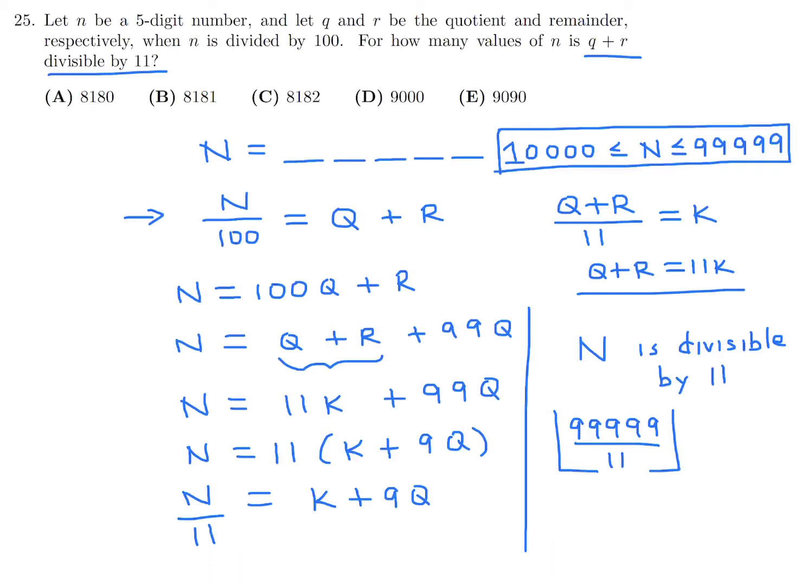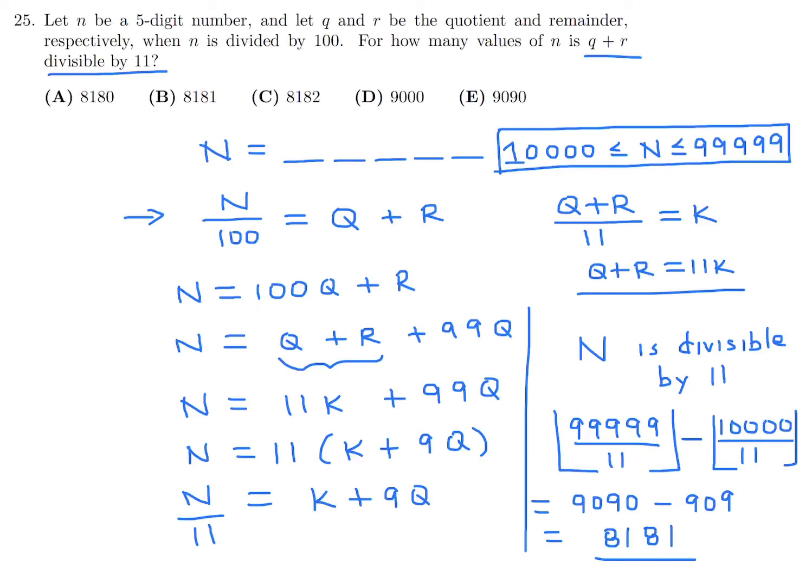99999. But we only want from 10,000. So you have to subtract from that all the ones that are from 1 to 10,000 divisible by 11. So this would be basically how you did that. And this gives you numbers of 9090 and 909. And if you do that subtraction, you'll get 8181.